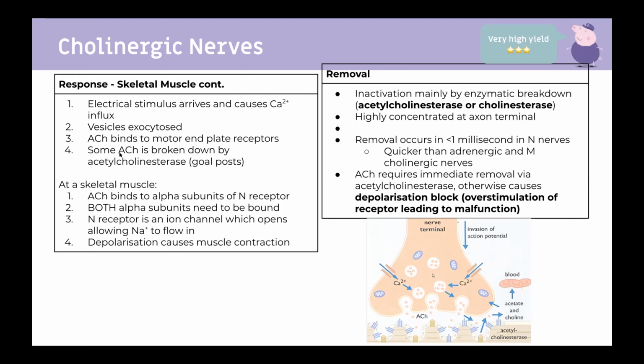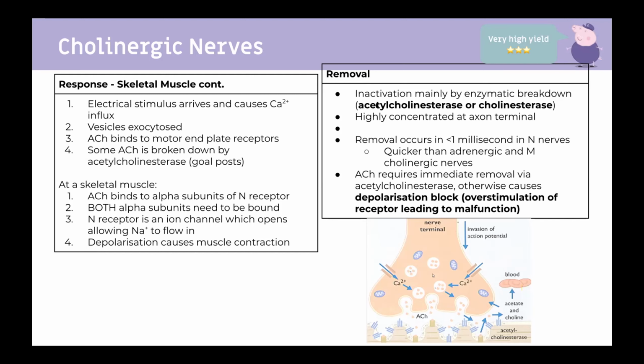All right. Just to note that with the removal of your acetylcholine, because it's been exocytosed, it's acted on the receptor, then what happens after that? Once acetylcholine has already done what it needs to do, then it's going to be usually broken down via enzymes.